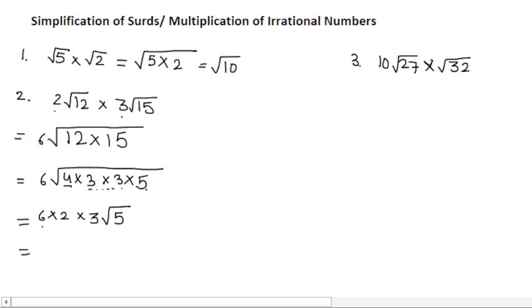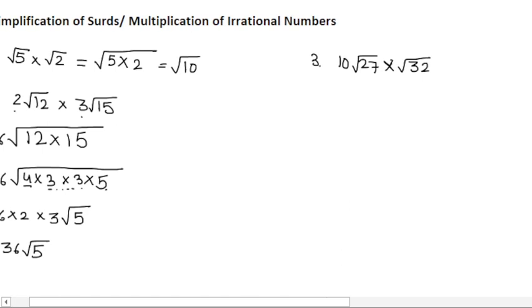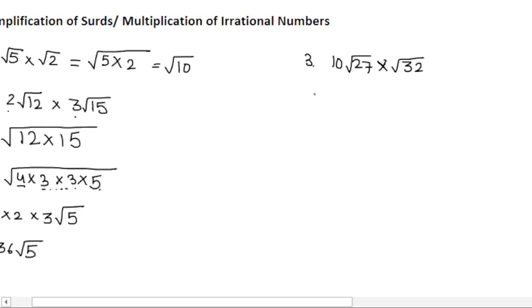Let us simply multiply the whole number part. 6 times 2 is 12, 12 times 3 is 36, 36 root 5 is how you get your final answer. Question number 3 is about two surds, one of them is a mixed surd and the second is a pure surd, and the method is just the same. Let's see how you can do it. 10 is the whole number part for the first surd. For the second surd, there is no whole number part. So 10 is written as it is, whereas the two radical parts are multiplied together under the same root.